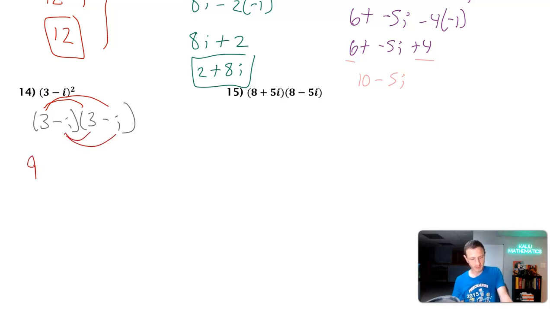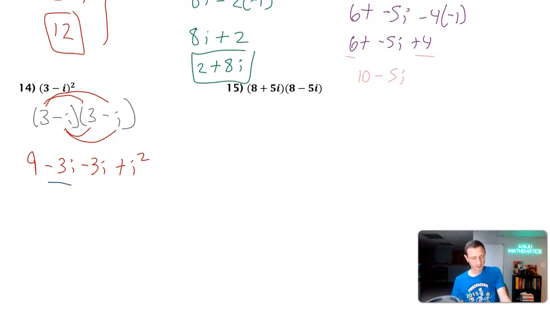So 3 times 3 is 9. 3 times negative i is negative 3i. Negative i times 3, negative 3i. Negative i times negative i is positive i squared. i times i is i squared. Like terms in the middle. 9 minus 6i, negative 3 minus 3 is negative 6i.